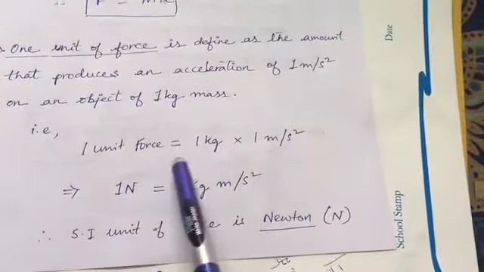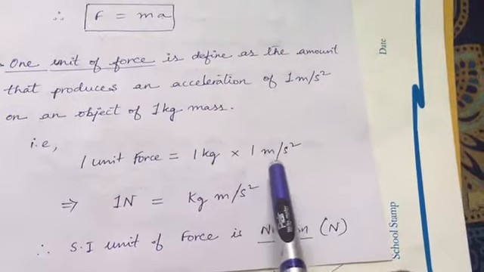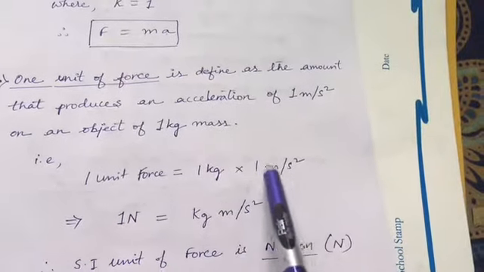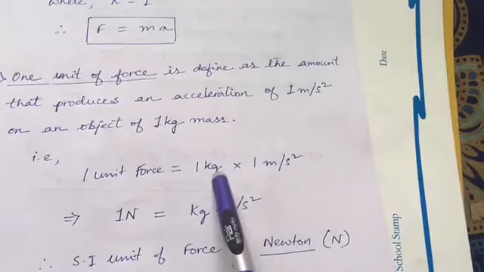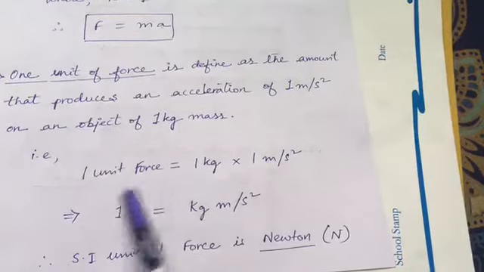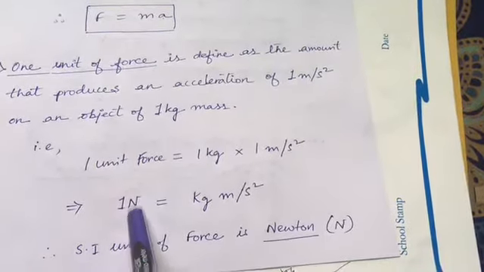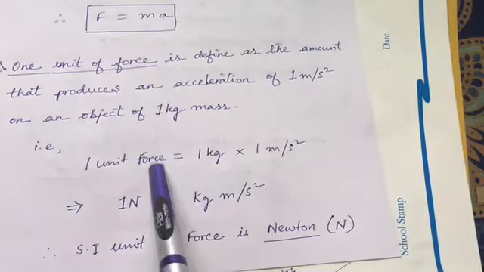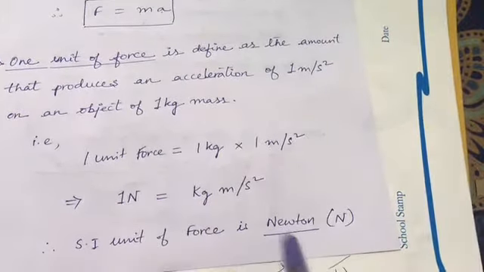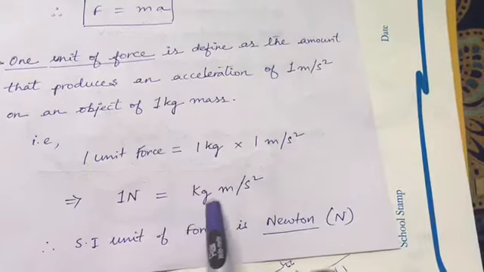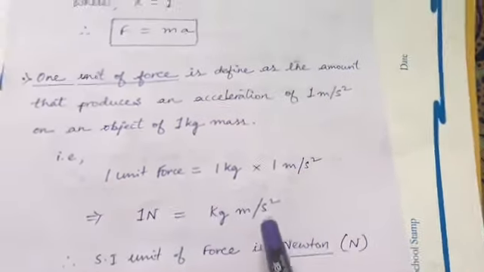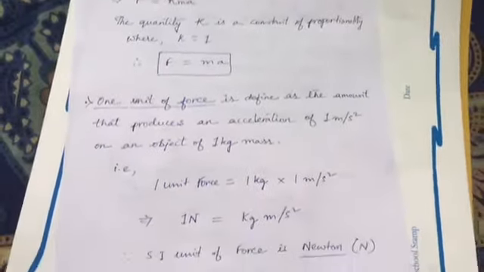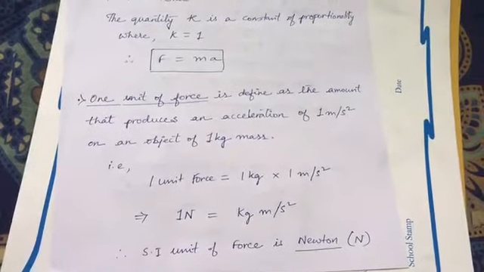So 1 unit of force equals 1 kg into 1 meter per second square. This is the unit of acceleration, and this is the unit of mass. One unit of force is also known as the Newton, meaning the SI unit of force is the Newton. So 1 Newton equals 1 kg meter per second square. This is very important from the examination point of view.